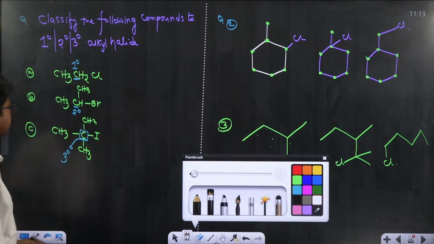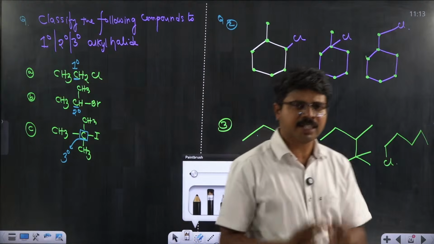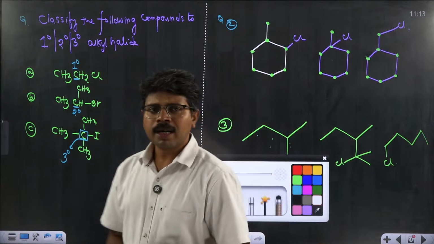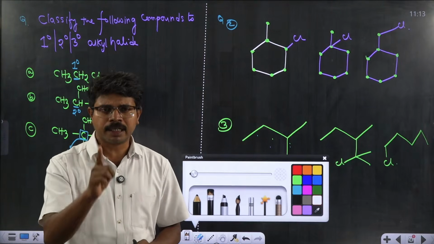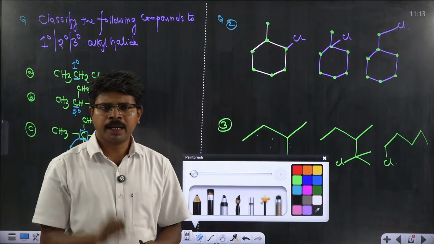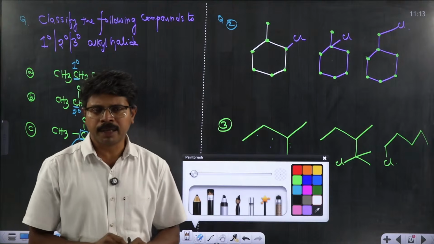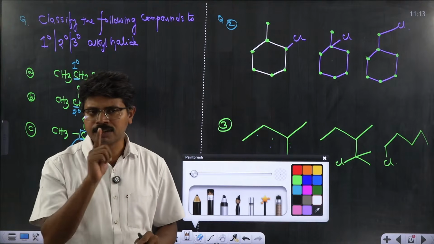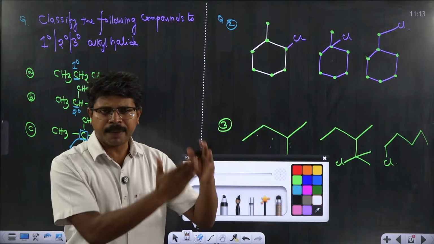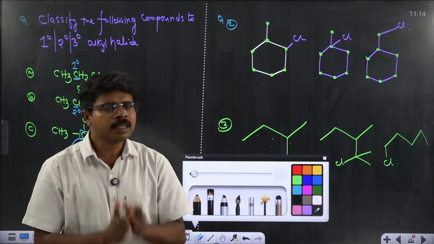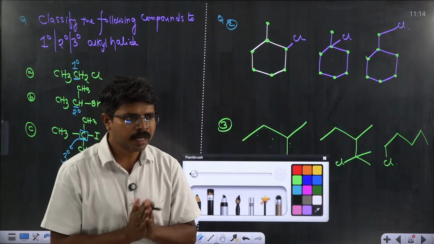As I told, classification of alkyl halides is very simple. A primary alkyl halide is the one in which the halogen atom is connected to a primary carbon. In the case of secondary alkyl halides, the halogen must be attached to a secondary carbon. For a tertiary alkyl halide, the halogen must be attached to a tertiary carbon. If you are good enough at identifying primary, secondary and tertiary carbons, then classification of alkyl halides is not a big task.